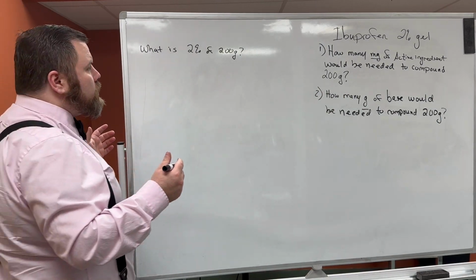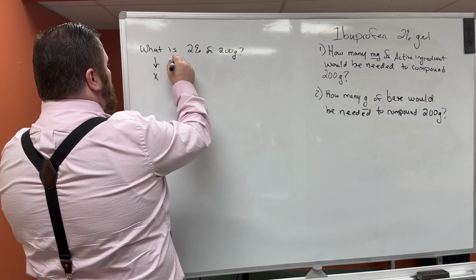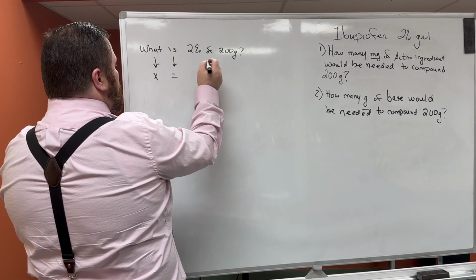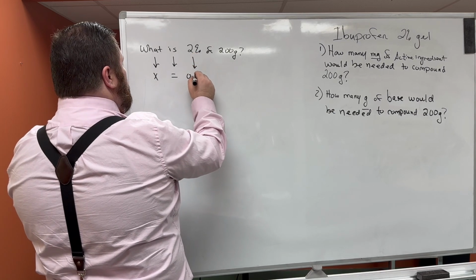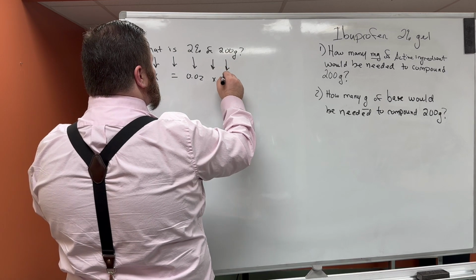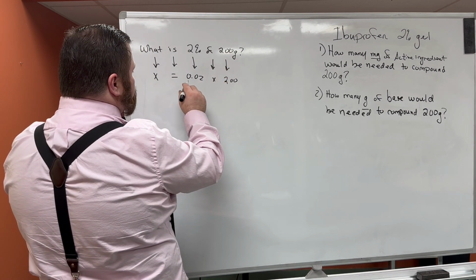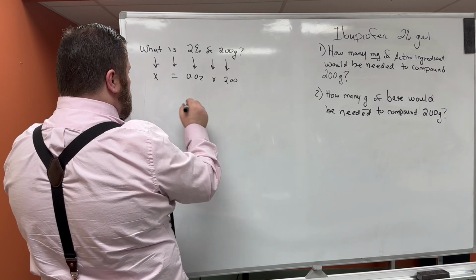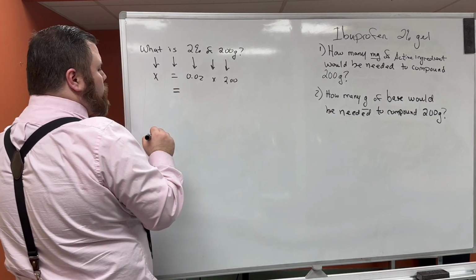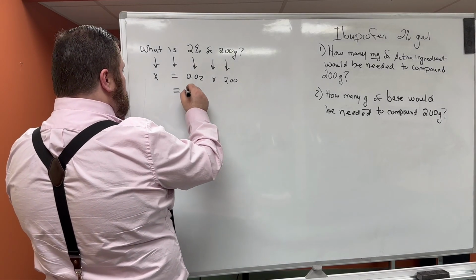So let's translate this together. What is our variable? x is our variable. Is is our equal sign. 2% becomes a decimal. Of is multiply, and then 200 grams just comes down. So x is equal to 0.02 times 200. And as we can see, 0.02 times 200 is simply 4.